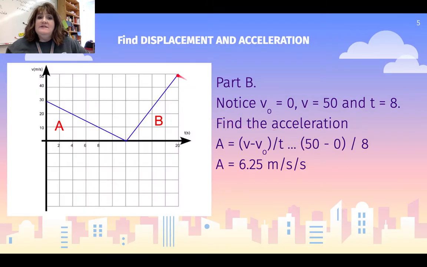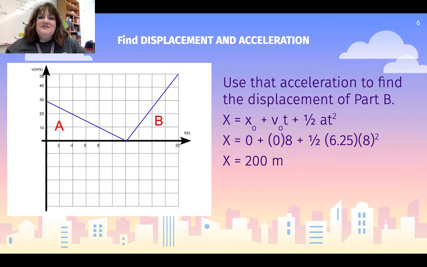Then we're going to do the same thing for part B, okay, because again it's a triangular shape. We need to find the acceleration first. Gather your information. It has a v naught of 0, a v of 50, and a time of 8 seconds, right? Because we were at 12, now we're at 20, so this is 8 seconds. Rewrite your kinematic 1 for acceleration, and get that acceleration was 6.25 meters per second per second.